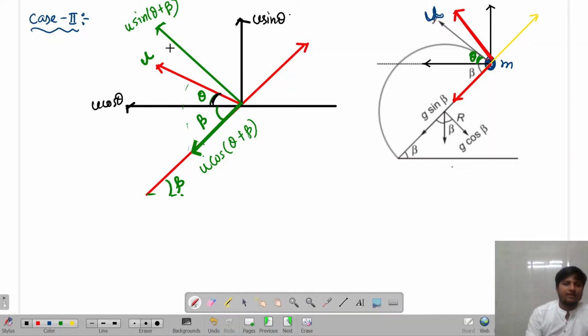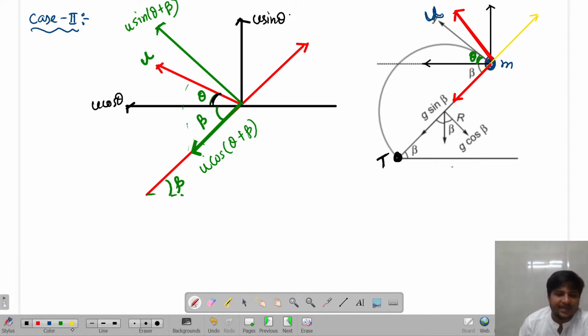Okay, so we have got our velocities u sin(θ+β) and u cos(θ+β). Then we have the velocity perpendicular to that, which is u sinθ and u cosθ. Now look over here, what we are trying to calculate is at what time this particle is hitting over here, meaning what is the total time of travel for the particle.